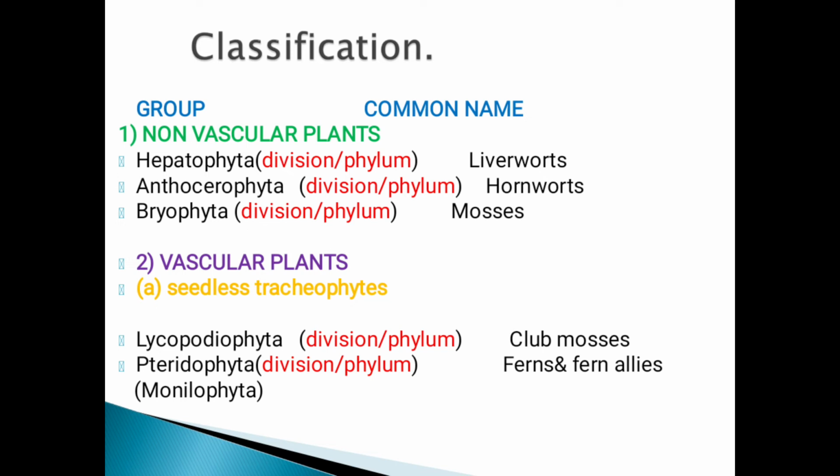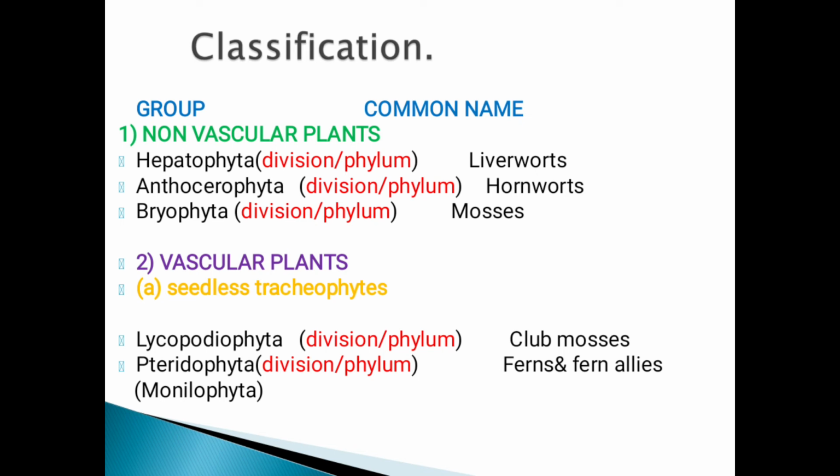The non-vascular plants are divided into three phyla. We have phylum Hepatophyta, commonly called the liverworts. I hope after this lecture you are going to check liverworts on YouTube. We have phylum Anthocerophyta, the hornworts. We have phylum Bryophyta, the mosses. Majority of our labs are going to start with phylum Bryophyta, the mosses.